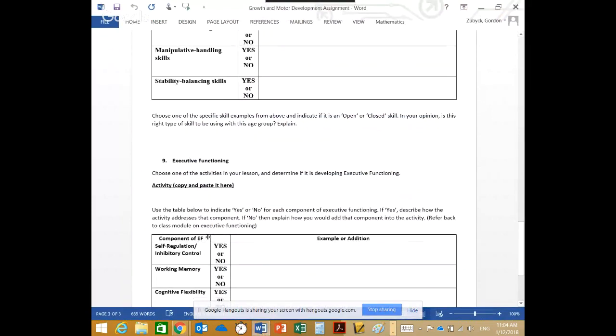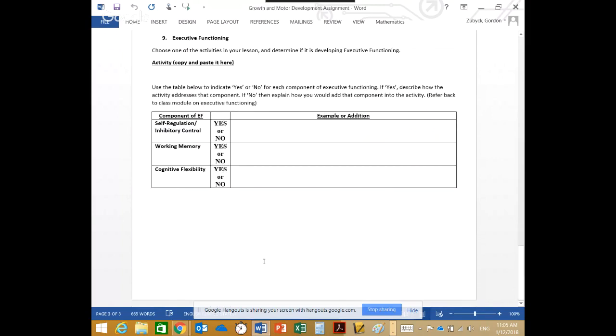You're then going to use this table to indicate yes or no for each component of executive functioning as to whether or not it's in that activity. Again, if yes, describe how the activity addresses it. And if no, explain how you would add that component to the activity. So again, referring back to the content on executive functioning that exists in the content area.